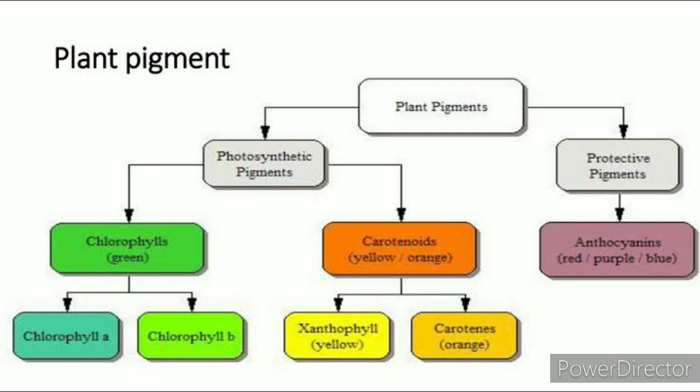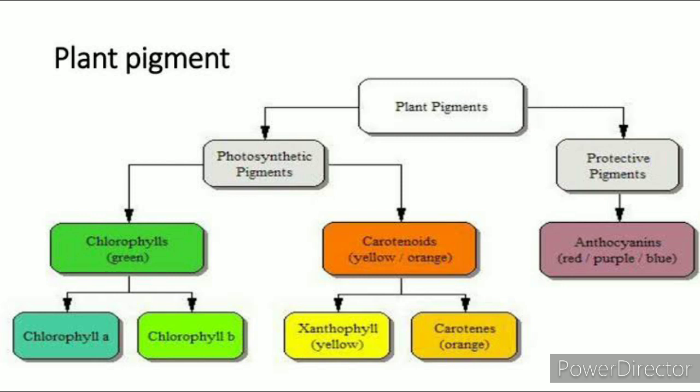Now we will move on to the second type of plant pigment, that is the photosynthetic pigment. So photosynthetic pigment helps plants in the process of photosynthesis. So in photosynthesis, the plant produces food. So these plant pigments act as a catalyst for this reaction. These photosynthetic pigments are of two types, chlorophylls and carotenoids. Chlorophyll gives green color to the plant and carotenoids give yellow or orange color to plants.